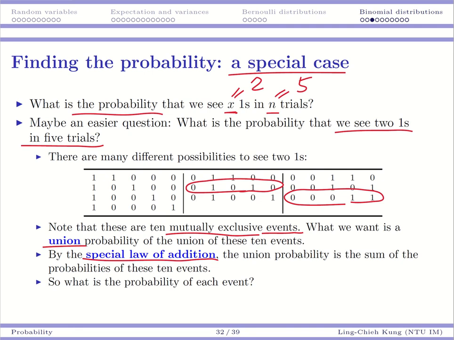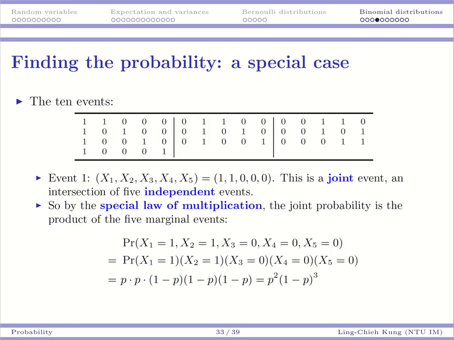It simply tells us that if we are able to calculate the probability of each event here, then the probability for any of these events is just the sum of all these probabilities. Okay? So let's try to find the probability of each event. There are 10 events here.